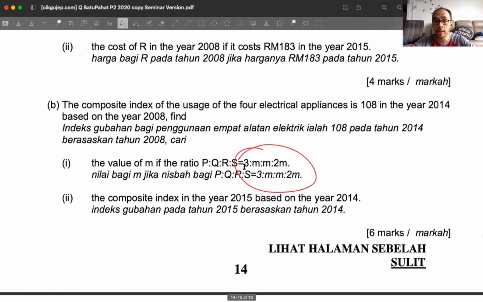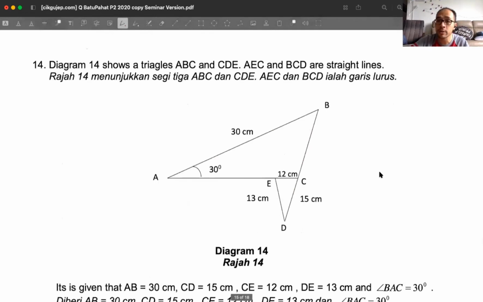So the total weightage is 3 plus 1, 2, 3, 4, 3 plus 4m. Okay, the total weightage is 3 plus 4m. So nothing special over here. And the solution of triangle also is pretty basic.